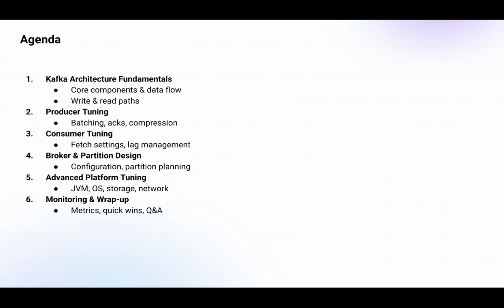Agenda. Okay, so here is our roadmap for the next 45 minutes. We'll start with 7 minutes of Kafka architecture fundamentals. These fundamentals are critical to every optimization that we discuss later, and will make sense once you understand how data flows through the system. Then we'll spend the next time on producer tuning. This is where you will see the biggest performance gain.